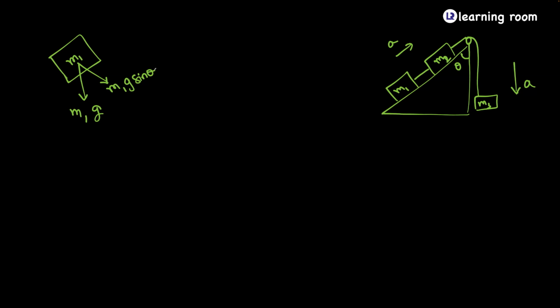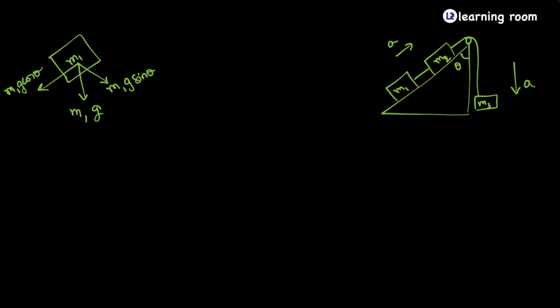I told you many times. If theta is taken with respect to the horizontal, then this will be M1G cos theta. If it is taken with respect to vertical, then this will become sin theta. I told you it will get reversed. They're complementary of each other. As a result, this will be M1G cos theta. So this is the first change that you need to understand.